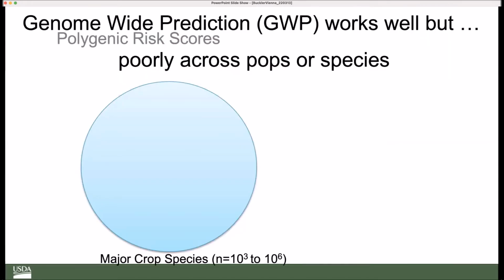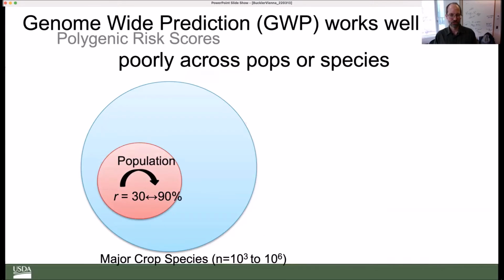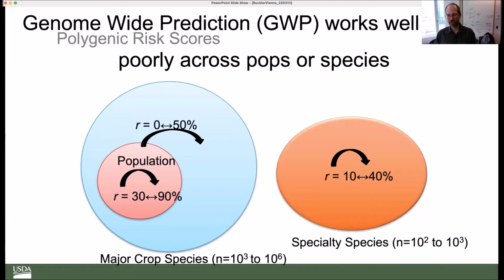But the problem we have in these areas with these technologies is right now, those tools work very well within population. If we have a big data set from a particular crop, we can make very accurate predictions, but they predict very poorly, sometimes out of population. And if you have a small species training on them, they also can have relatively modest prediction accuracies. And essentially, we're also not leveraging any information from one species to another.